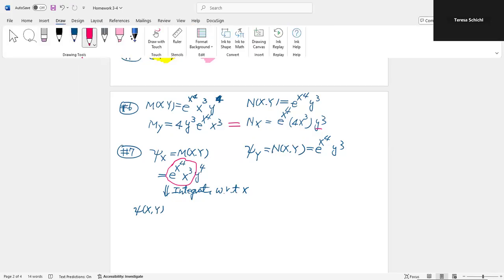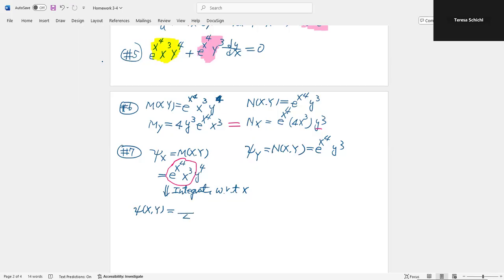So this will be equal to the 4e to the x to the fourth, and y is a constant, so it's here, y fourth, then plus h(y). Here you do a little u sub: you say u is equal to x fourth, then du equals 4x cubed dx. That's how you get this integration.